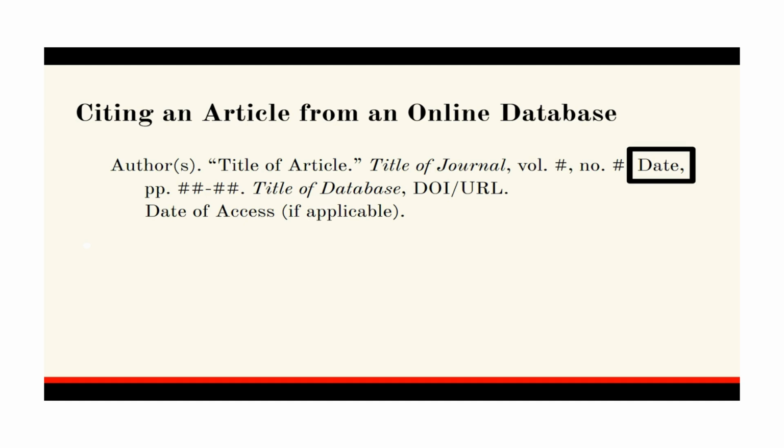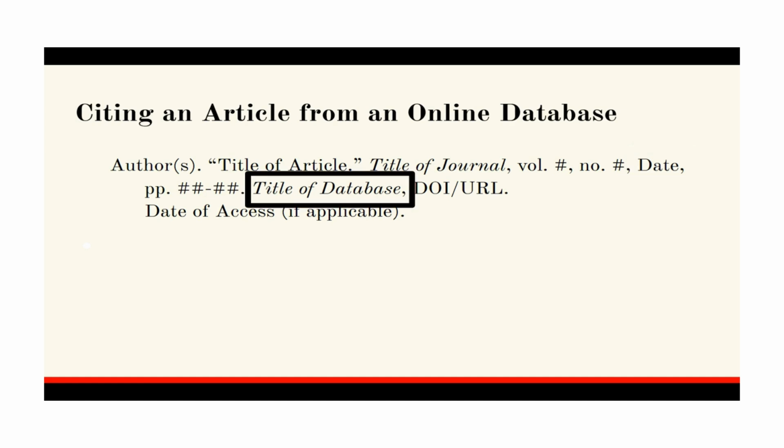When citing dates from an online database, you include all publication date information available to you, meaning the day, month, and year of publication in that order, with the month being abbreviated. If the article you are referencing does not include a full listing of the publication date information, you include what is there.